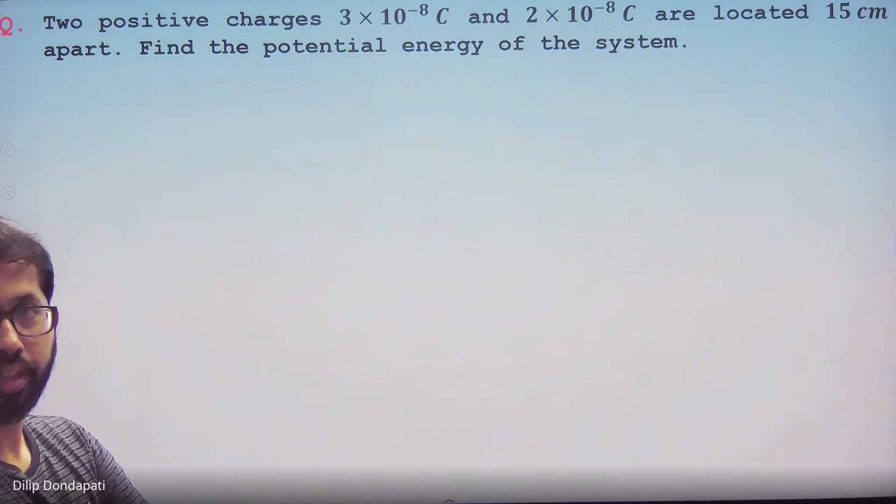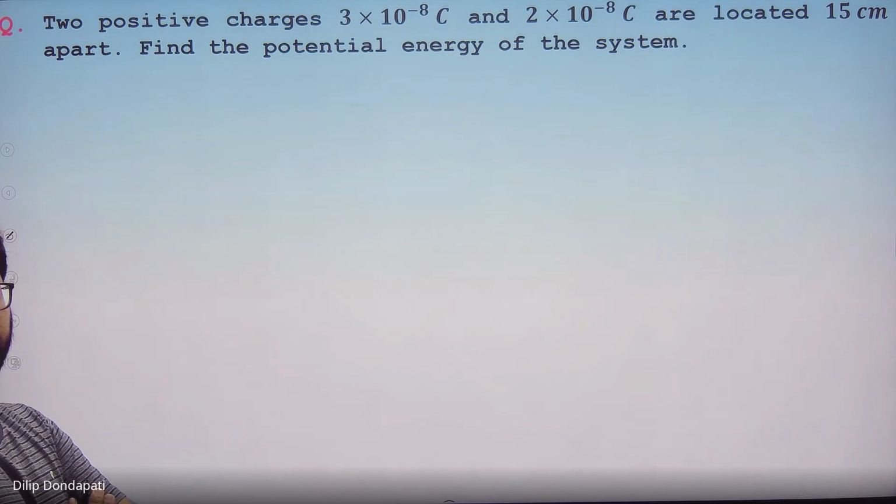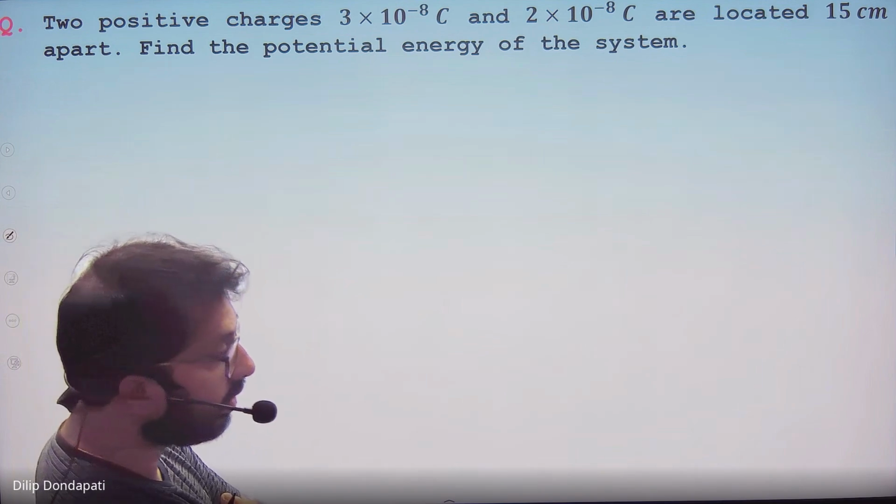क्या मतलब है फॉर्मूला? K Q1 Q2 by R. 3.6 into 10 power minus 10, 10 power of minus 5, minus 5 देखेंगे.